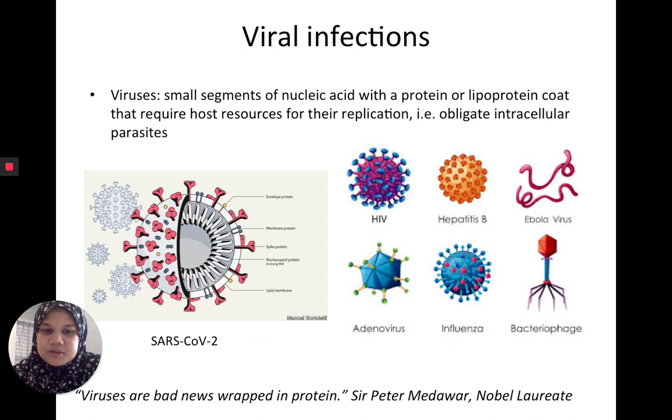And so Sir Peter Medawar, Nobel laureate, calls viruses bad news wrapped in protein. They're very tiny, much tinier than bacteria, bigger than prions. We're not going to talk about prions here, but prions are even scarier because they're just proteins that can really make you sick. So at least viruses have genetic material, and it makes sense that they can make multiple copies and make you sick. But there are also different kinds of them, different shapes.